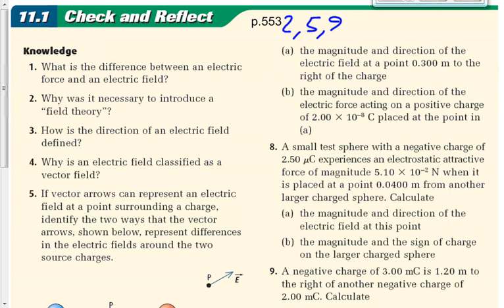259, 8B. 259, 8B, going once, going twice. Okay. Number 2, why was it necessary to introduce a field theory?